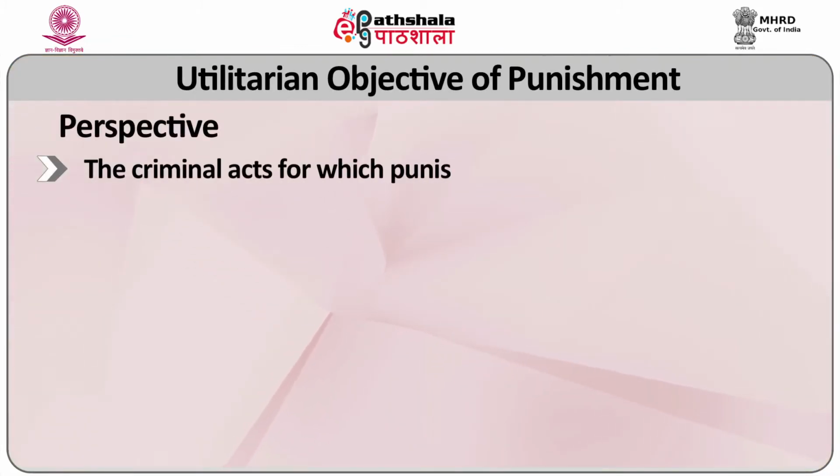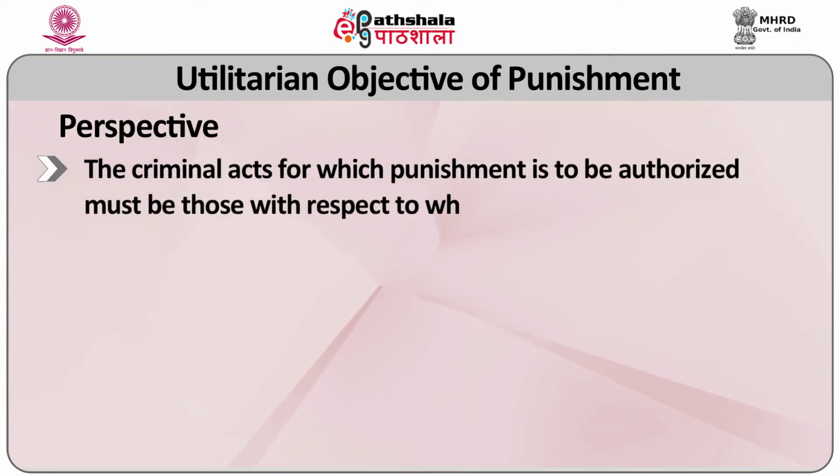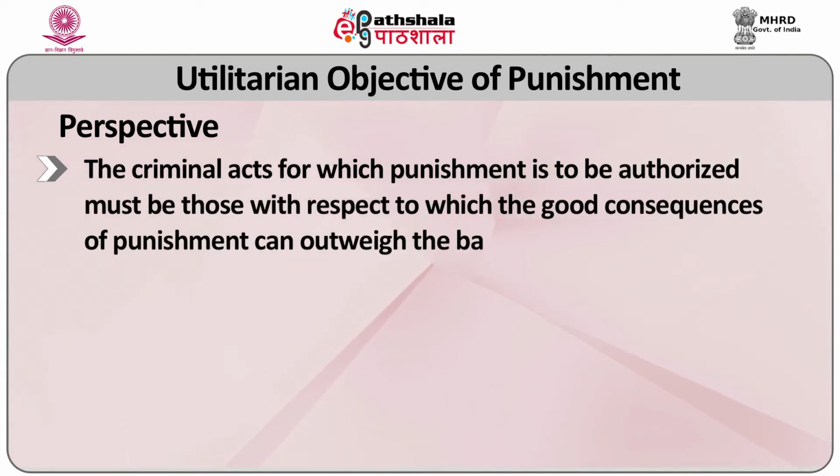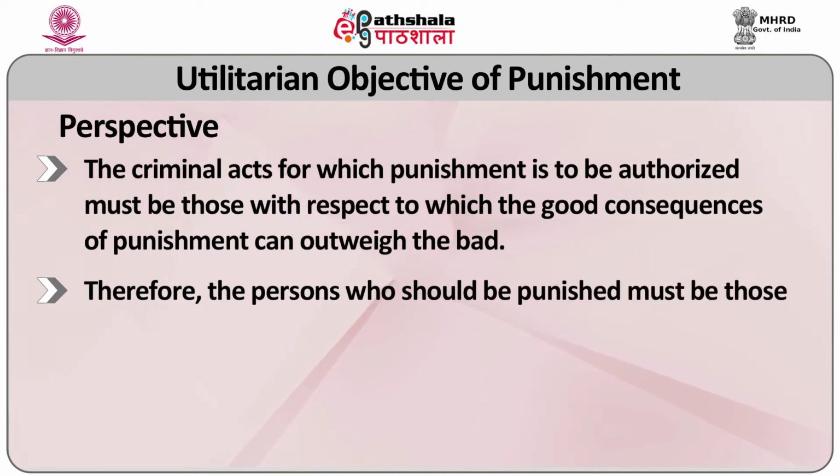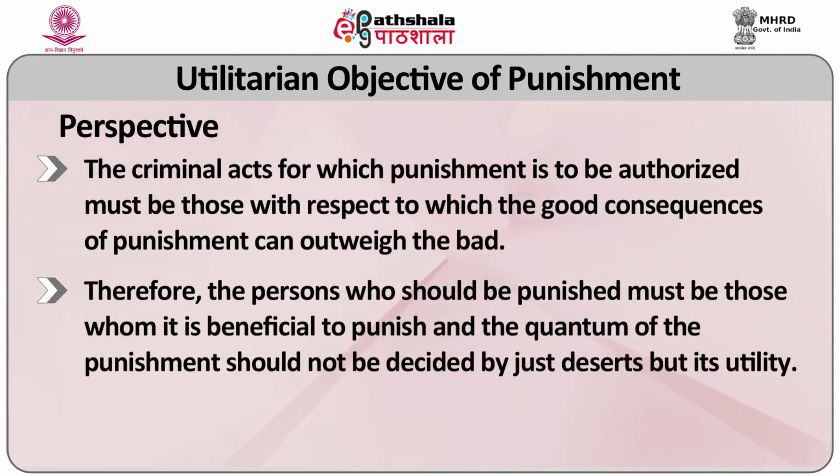Now, according to the utilitarian perspective, the criminal acts for which punishment is to be authorized must be those with respect to which the good consequences of punishment can outweigh the bad. Therefore, the persons who should be punished must be those whom it is beneficial to punish, and the quantum of the punishment should not be decided by just deserts, but its utility. Thus, according to the approach, a punishment is deemed to be a result if it adds benefits, and the added benefits outweigh its harms and costs.